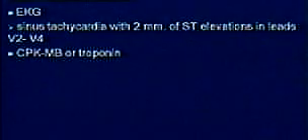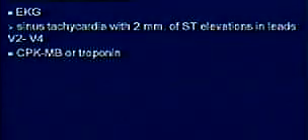CPK MB fraction. Remember, CPK has 3 fractions. MB is the myocardial fraction. There's BB, which is brain fraction, and MM, which is muscle fraction. And we're only really interested in the CPK MB. CPK MB will start to rise within several hours of the myocardial infarction. It will peak by about 8 to 12 hours, and it will even start coming down by 24 hours, although it might remain somewhat elevated for some time after that.